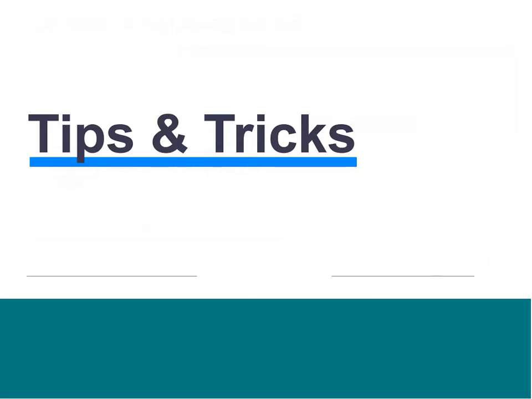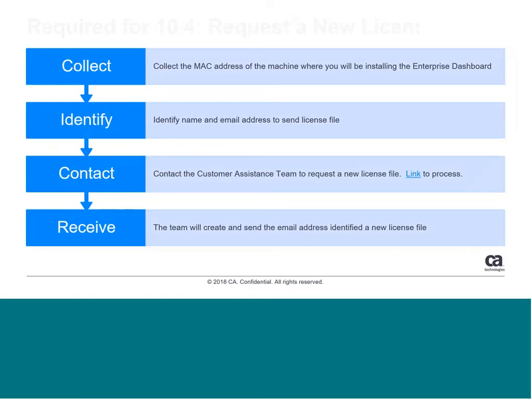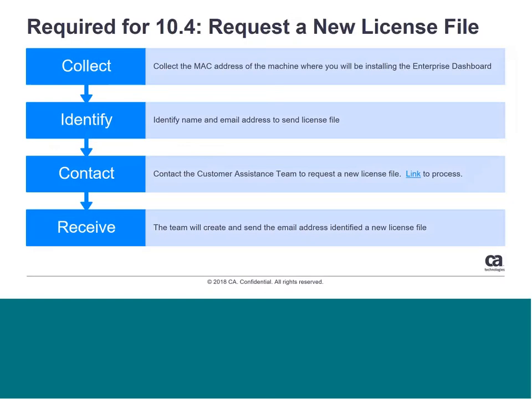Right. So moving on to tips and tricks for upgrade. For 10.4, we need a new license file, and the reason is the customer experience screen that I showed you. We're calling it telemetry, and we have added a couple of options there. So for that, we had to change our license file. I know it could be a hassle, but we can just request that file from our licensing team.